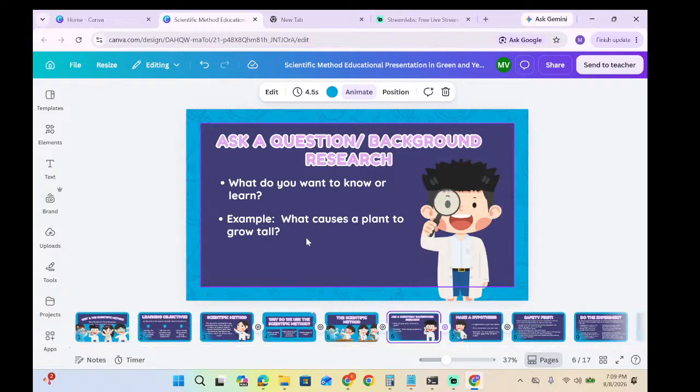And sometimes you will need to do background research, obviously not like searching the answer to your experiment, but maybe what type of plants are there, what type of soil do they use, kind of figuring out all this background information that could be essential in aiding when creating your actual experiment.